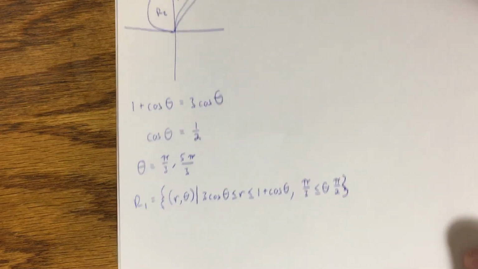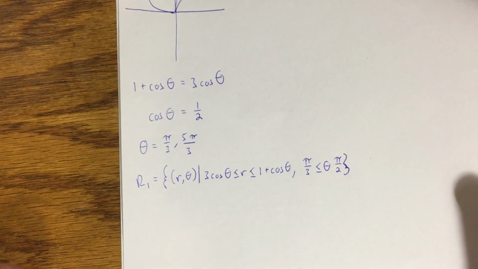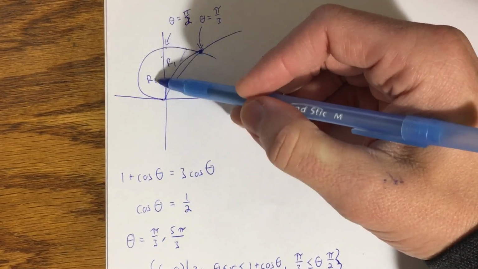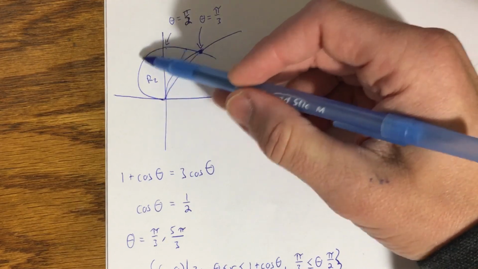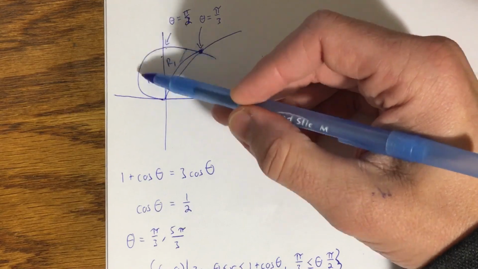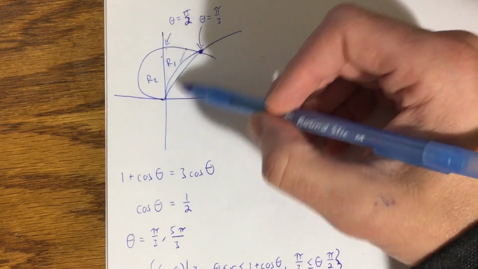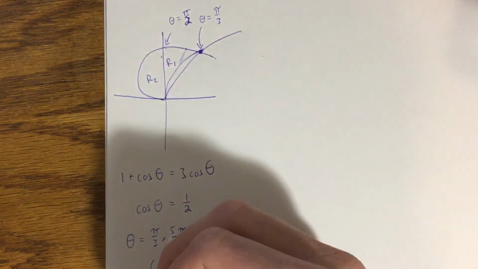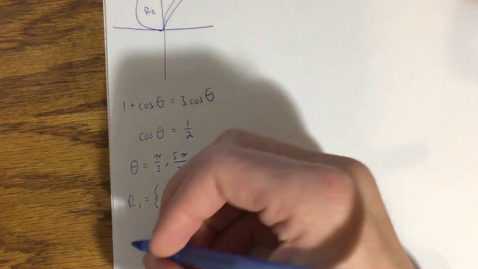Okay? That's R1. R2, how do we describe R2? Well, let's go back up here. R2, you'll notice, is completely separate from that circle. The circle is to the right of my y-axis. R2 is completely to the left. So R2 has no dependence on that circle. It's only bounded by the cardioid.